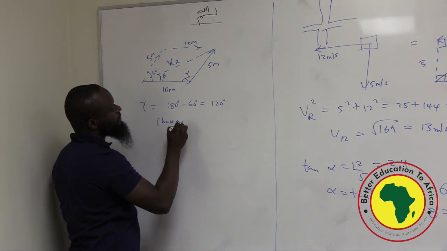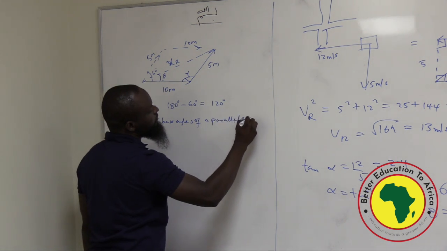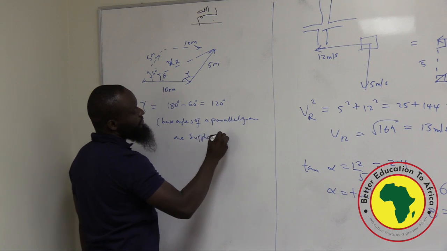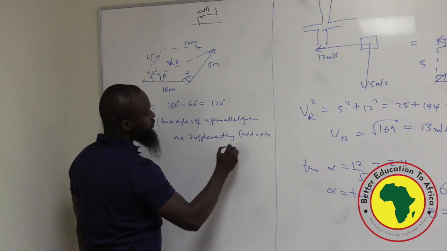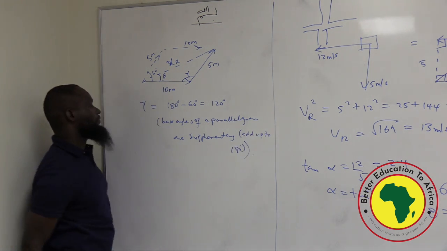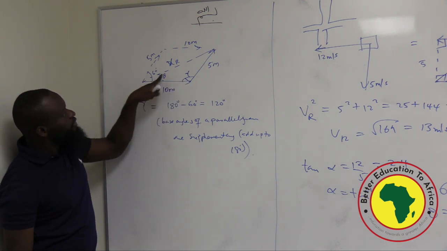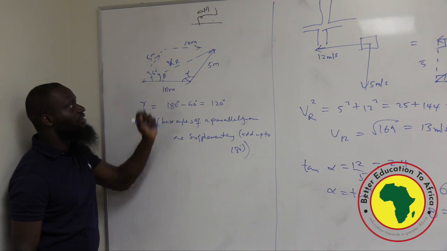base angles of a parallelogram are supplementary. Supplementary means add up to 180 degrees, okay? So base angles of a parallelogram, 60 and gamma will add up to 180. So gamma will be 180 minus 60. But I can't tell what beta is for now.